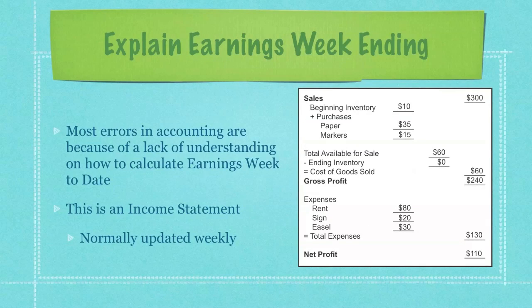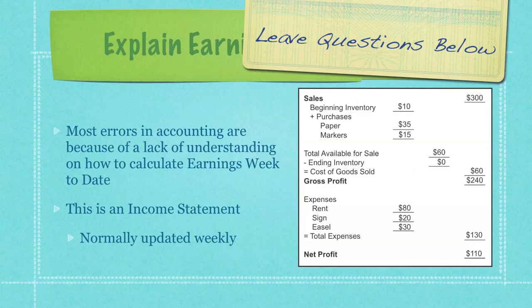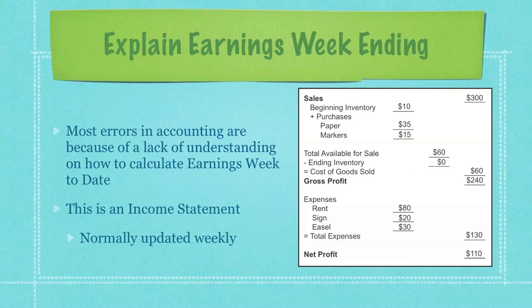Most errors in accounting are caused because of a lack of understanding on how to calculate earnings week to date. And another financial statement, the income statement, helps you to avoid making that mistake. An income statement is normally updated on a weekly basis, while balance sheets can sometimes go for months without being updated. So what I did here was I took my first day at the mall and I put my sales in the upper right hand corner, and this is the basics of what an income statement looks like.